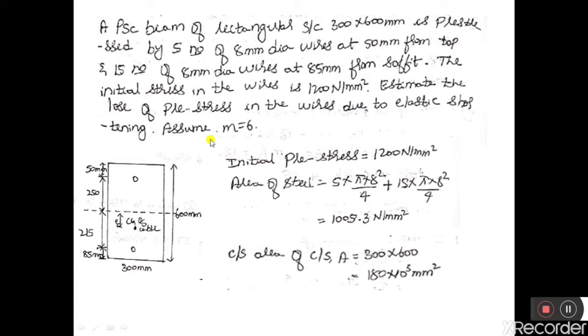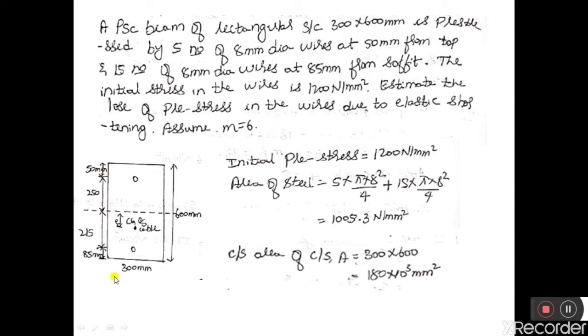So here the problem is different compared to previous problems. In previous problems, the cable was only at the top or only at the bottom, and in this problem we have cables in two positions, one at the top and one at the bottom. So when cables are provided in such a way, then we should consider the CG of the cable. How to consider the CG of the cable, we shall see in this problem.